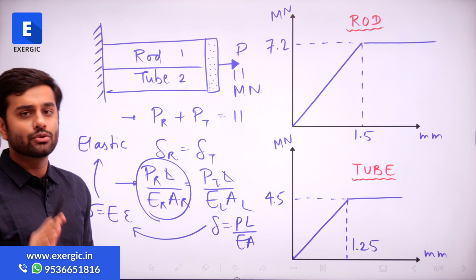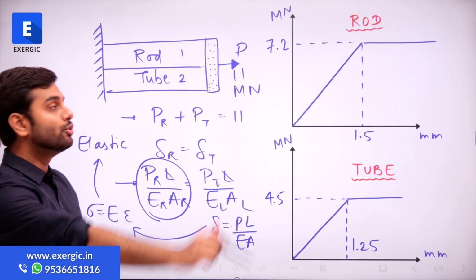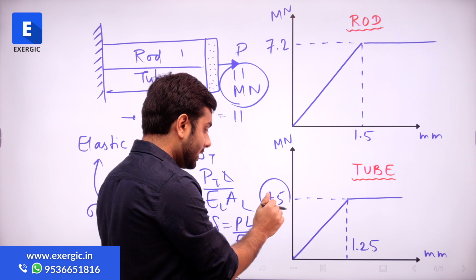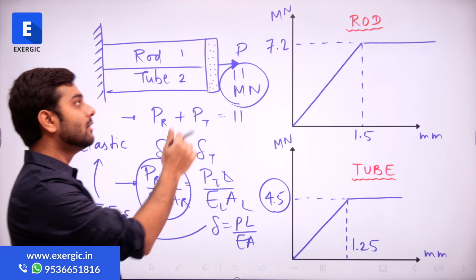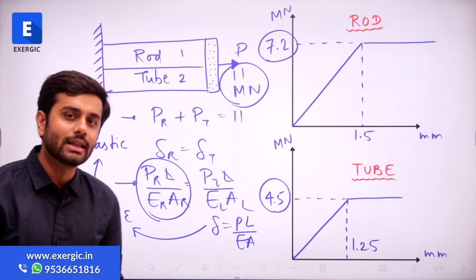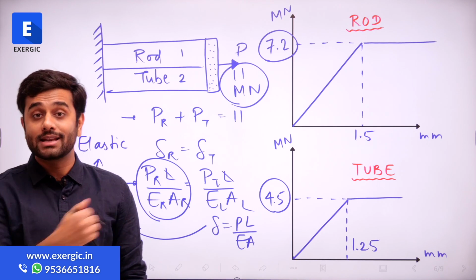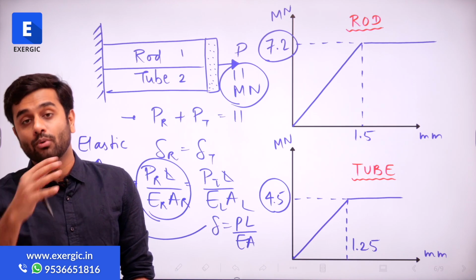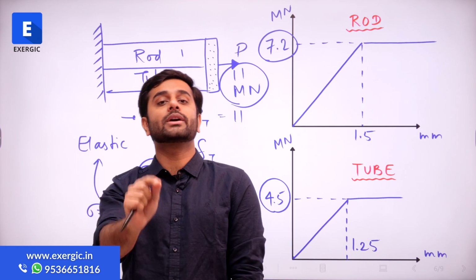In this case, are you sure that both of them are going to be in the elastic region? You are applying a load of 11 meganewton. One of them can take only 4.5 meganewton, after that it will yield. The other can take only 7.2 meganewton, after that it will yield. Can you guarantee that both of them will be in the elastic region? No, you cannot. At this point, you cannot tell whether one of them will be in the elastic region or both, or maybe both in the plastic region. You have to do the calculations to ensure that.